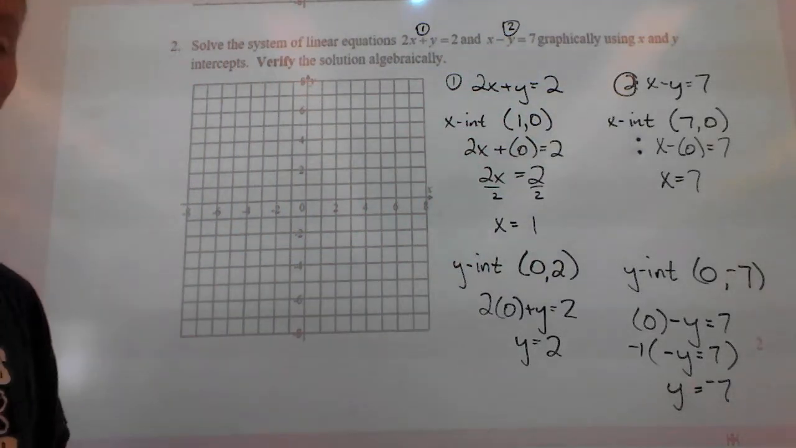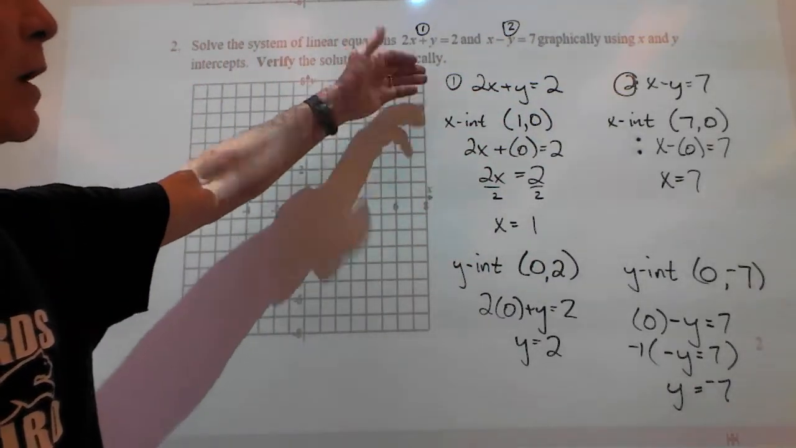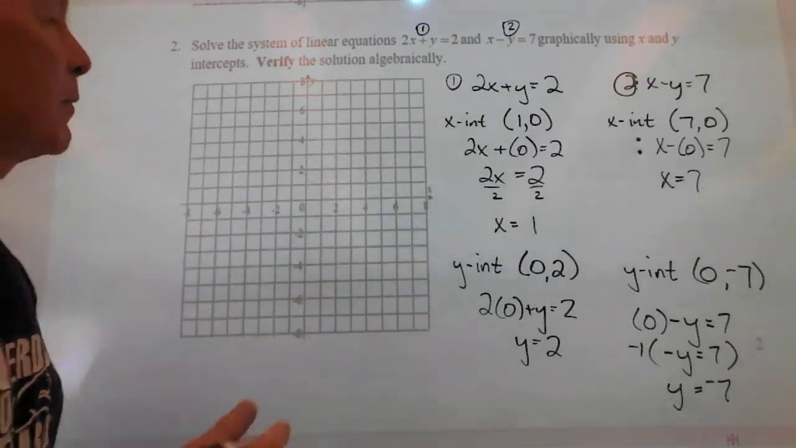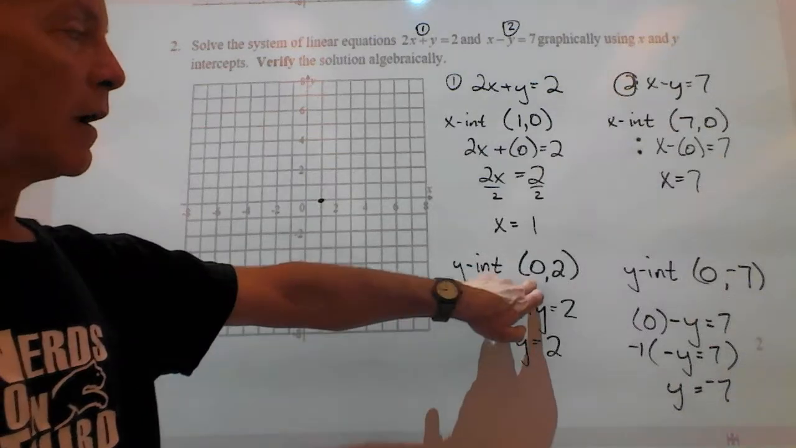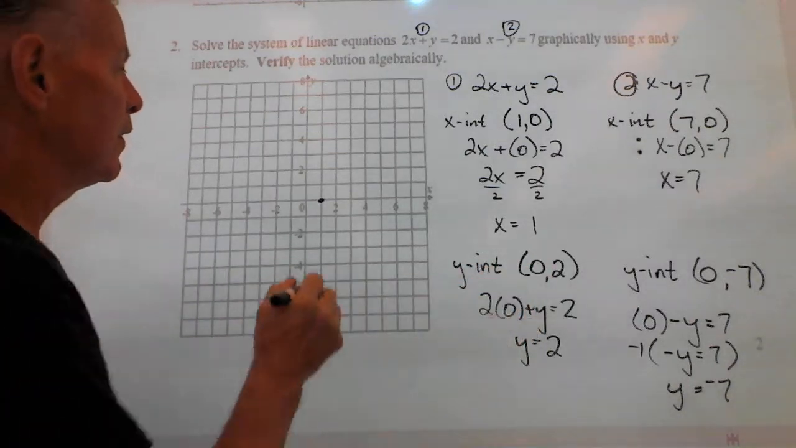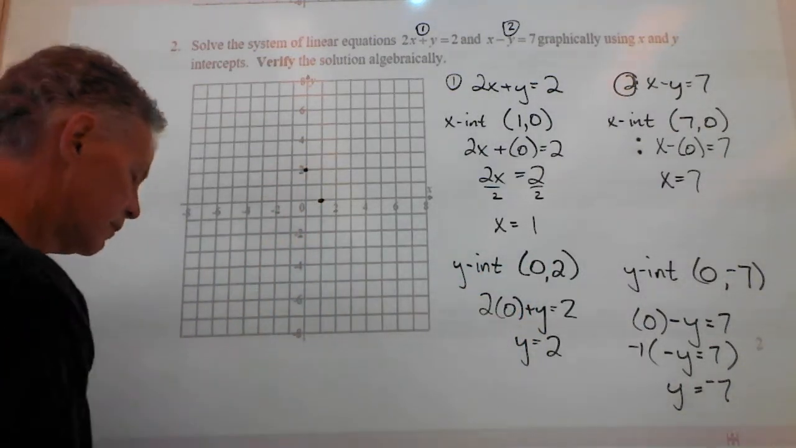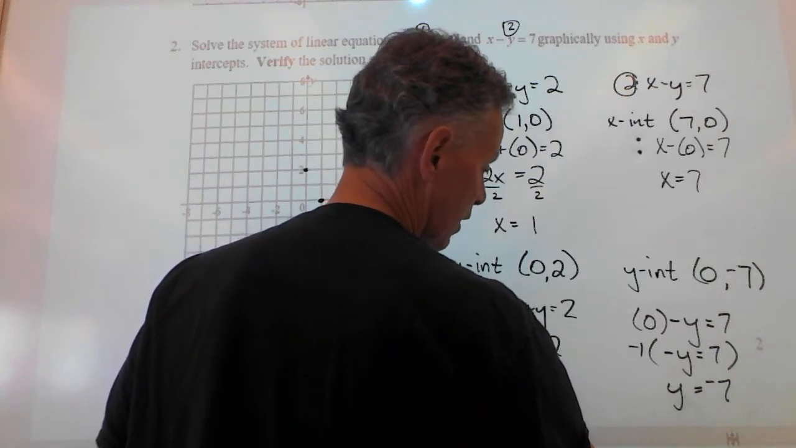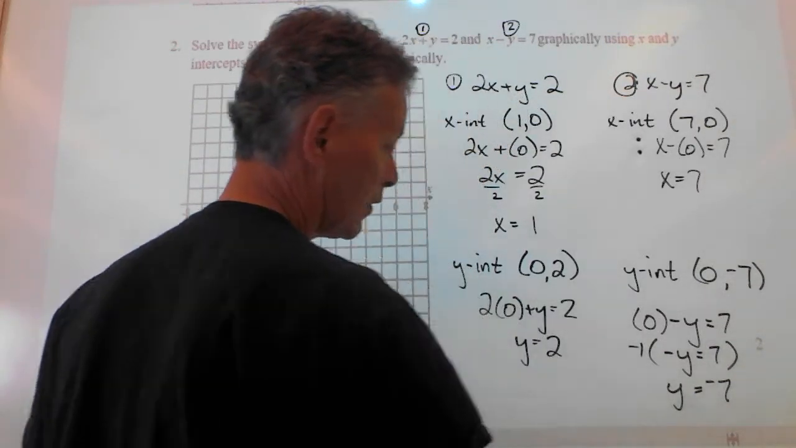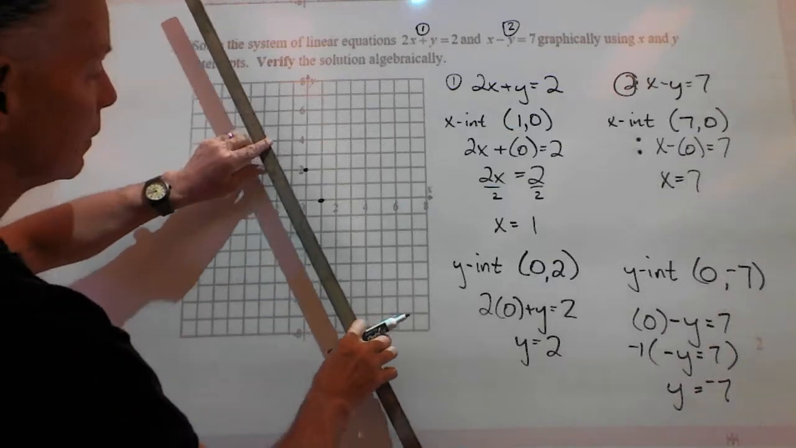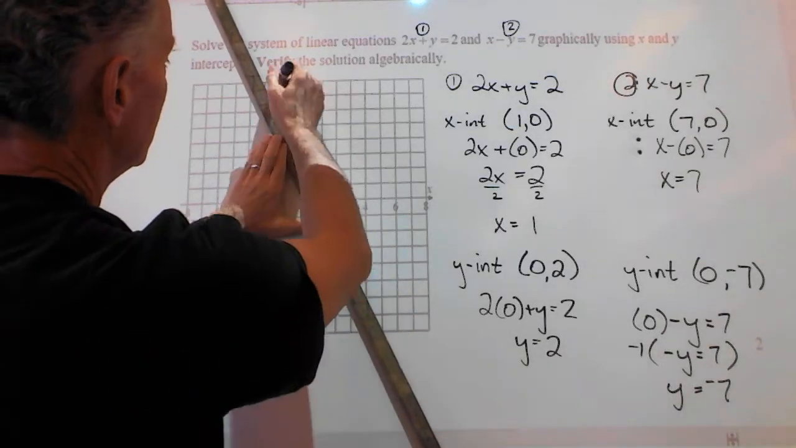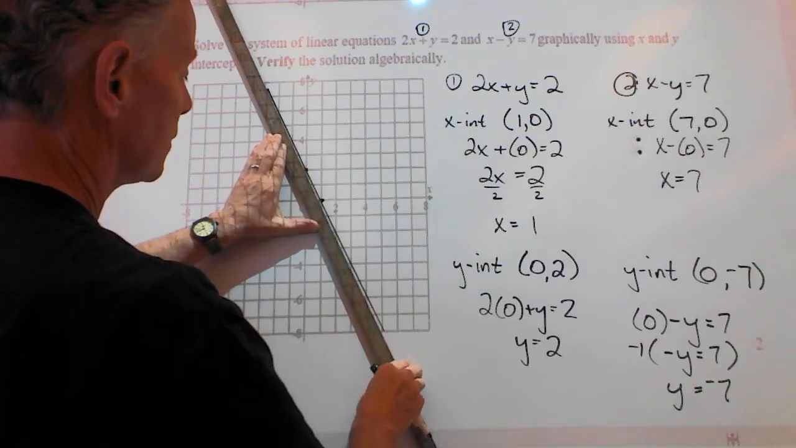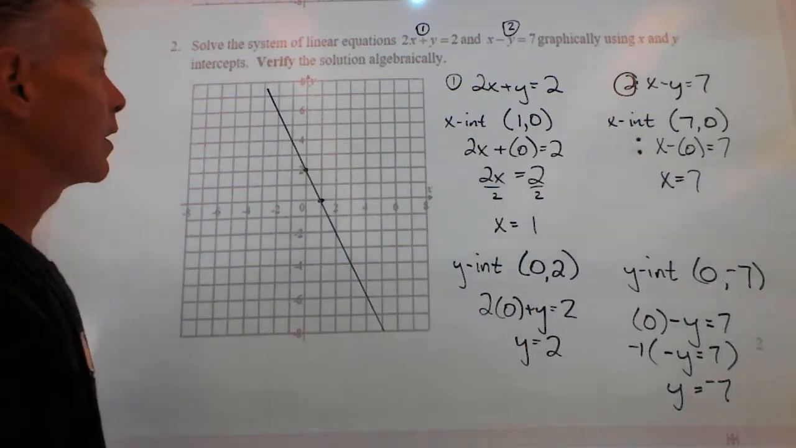Okay, so let's graph these. For equation 1, we know that the x-intercept is at 1 and 0. That's right here. And we know that the y-intercept is at 0 and 2. That's right here. Remember, as soon as you have 2 points, all you got to do is join them up. There's our line 1.